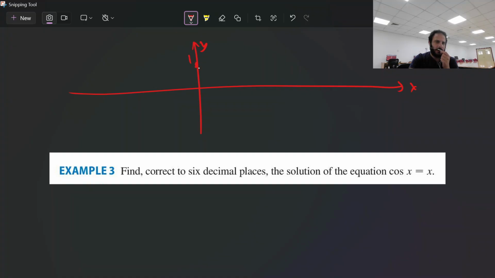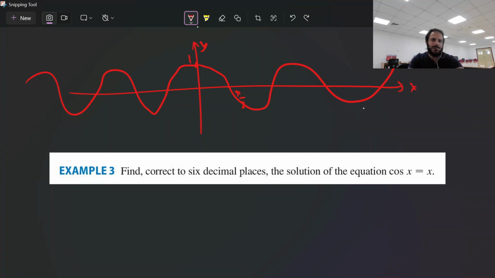Here you have 1 for cosine, I mean. Then you go here pi over 2, and the other side similar. Okay, then you draw y equals x now. Let's draw it using another color. This is y equals x. The other one is y equals cosine x.